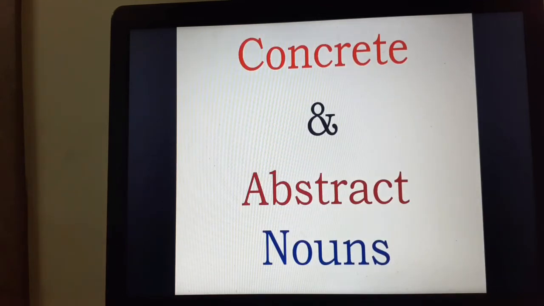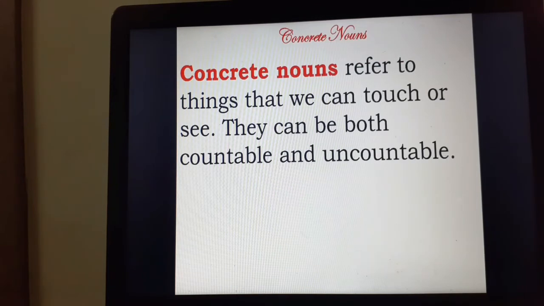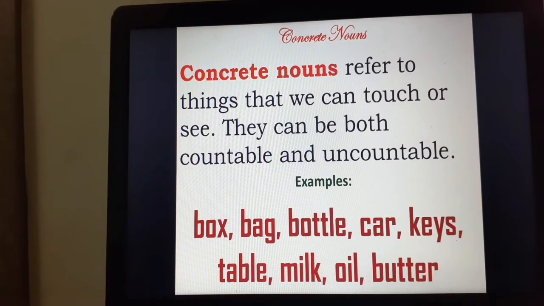Now, concrete and abstract nouns. What are concrete nouns? Concrete nouns refer to things that we can touch or see. They can be both countable and uncountable. It means that concrete nouns have real physical existence. Let's see some examples. Box, bag, bottle, car, keys, table, milk, oil, butter. So, these things you can touch, see and feel as well.